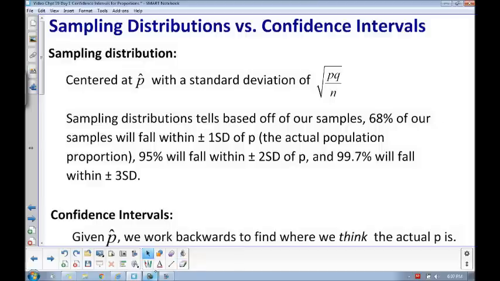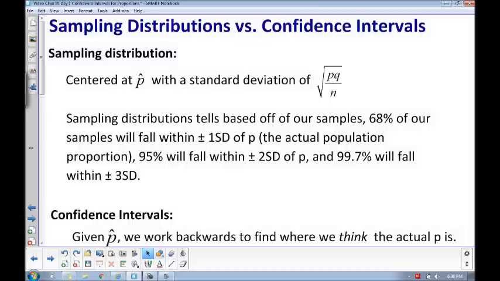When we're talking about our sampling distribution versus a confidence interval, remember that a sampling distribution, if we met all of my assumptions and conditions, which have not changed, follows a normal curve. And we believe that it is centered at the proportion with a standard deviation of root pq over n. So it's very dependent on the sample size. The amount that my results can change depends on the sample size itself, but it's centered at a probability with this standard deviation.